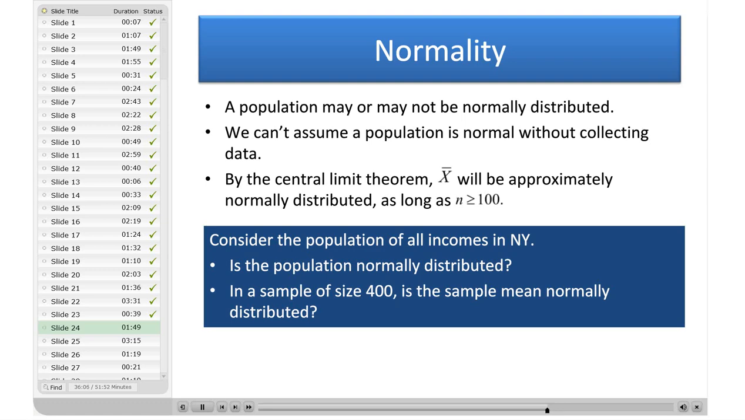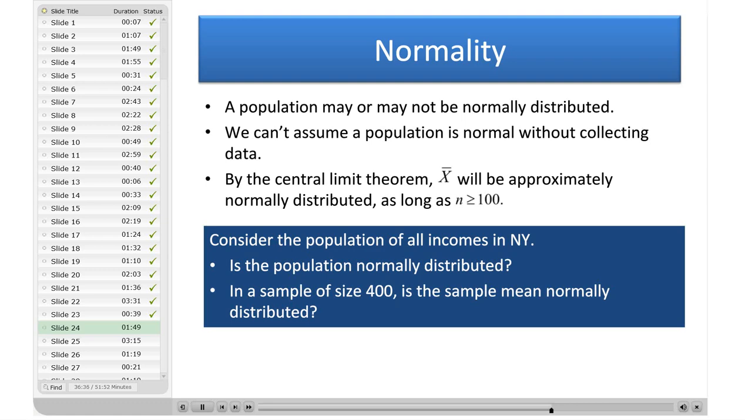It says, consider the population of all incomes in New York. The first question says, is the population normally distributed? And the most correct answer is, we don't know. We don't have enough information to answer that question. But actually, if you have a little bit of experience with the way incomes are distributed, you would say that the answer is no. Incomes tend to be skewed to the right. They're not normally distributed. So the answer is that they're probably not normally distributed.